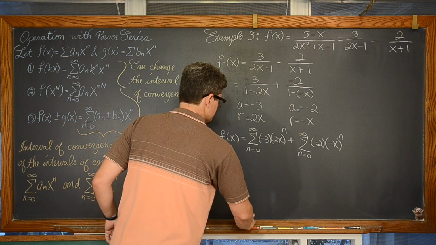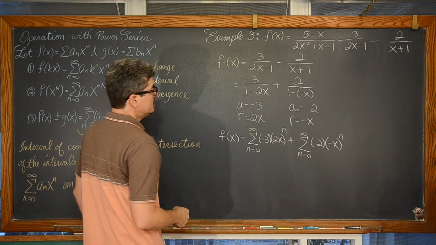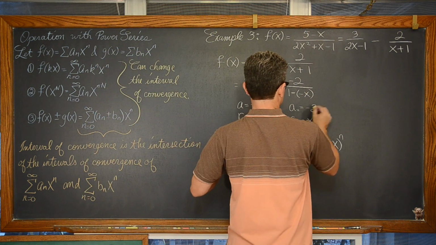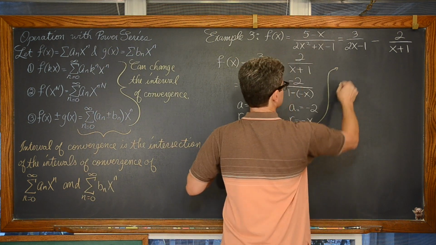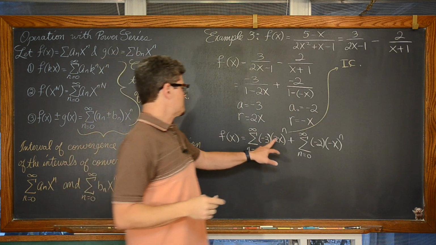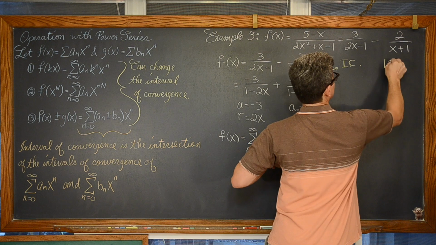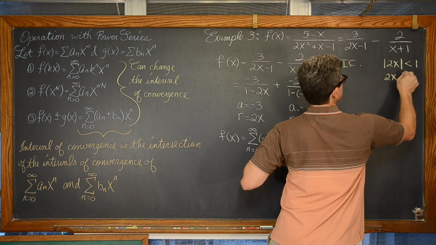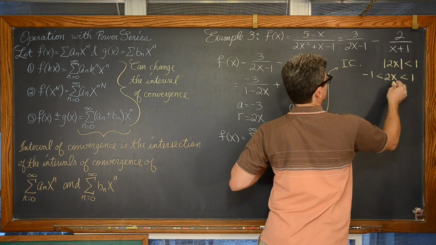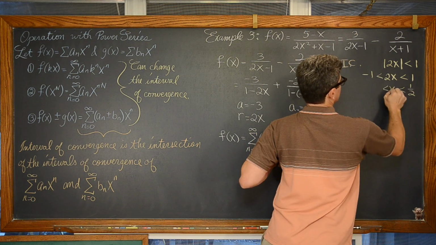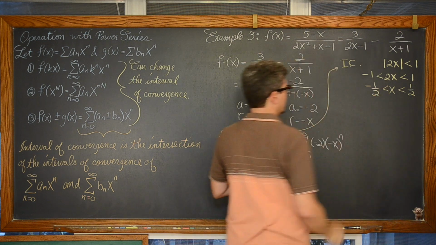Well, for our first one, our interval of convergence, let's put this up here, I see for interval of convergence, the absolute value of 2x is to be less than 1, so we're looking at 2x is less than 1 and greater than negative 1. We're looking at x is less than 1/2 and greater than negative 1/2.